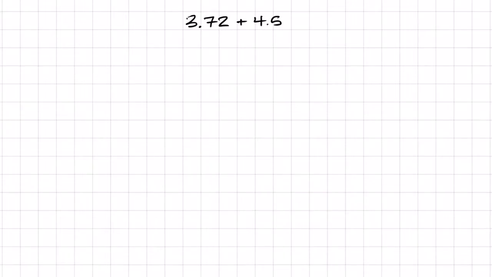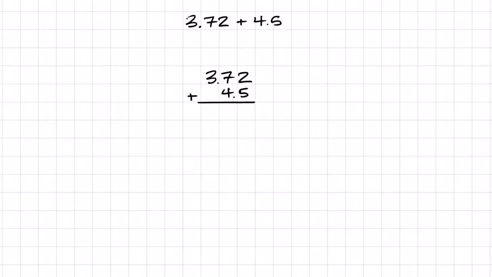Alright, so we're going to take a look at adding and subtracting decimals. We'll begin with adding decimals, and we'll look at 3 and 72 hundredths plus 4 and 5 tenths. Now, if you had no prior knowledge of adding decimals, you would think that we could lean on our mathematical understanding of adding whole numbers, where we can simply set up the standard algorithm and push all of our numbers to the right.